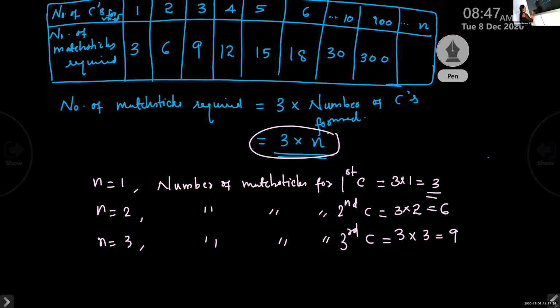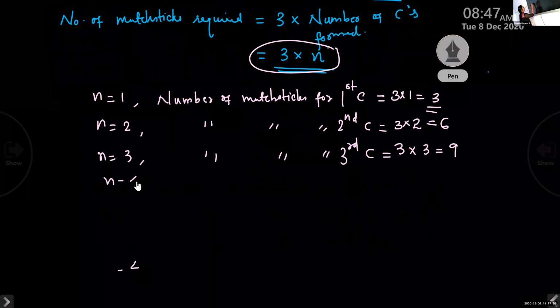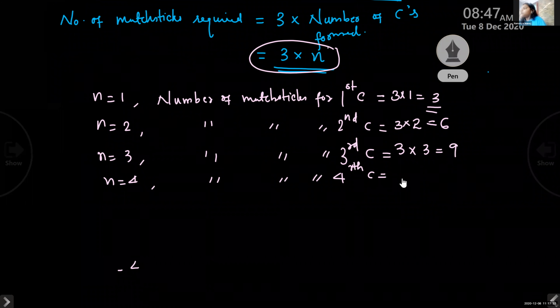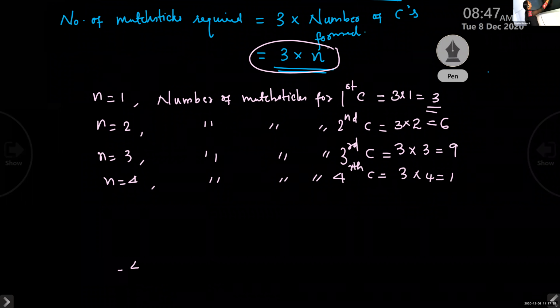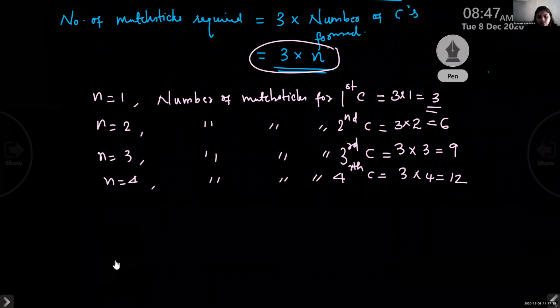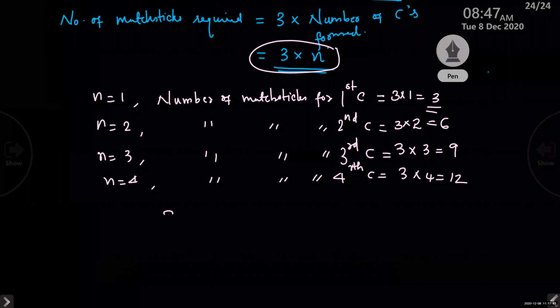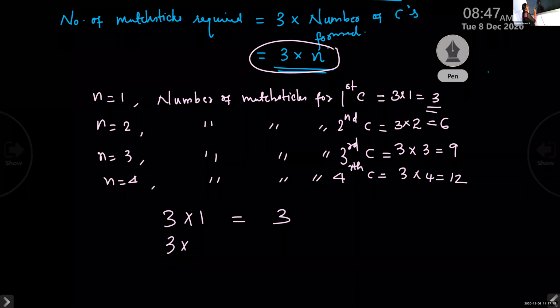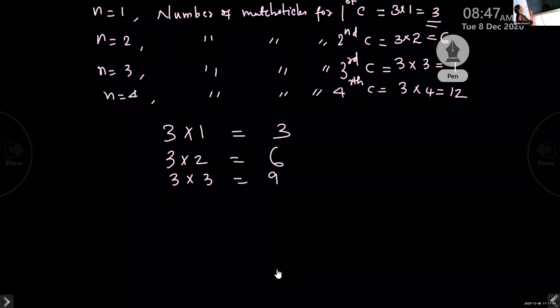Again, if n equal to 4, number of mastics used for fourth C equal to 3 into 4 equal to 12. Clear, children? Yes, ma'am. So, look at this. 3 into 1 equal to 3. 3 into 2 equal to 6. 3 into 3 equal to 9. Then 3 into 4 equal to 12.